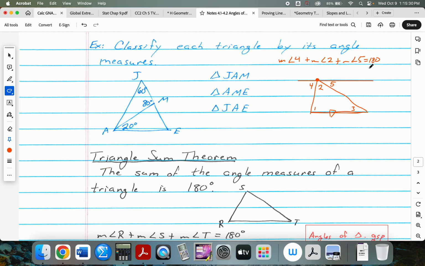So those add up to 180. And if these are really parallel to each other, what else do I know? 3 and 5 are congruent. Yep. And 1 and 4 are congruent. I should mark them differently, shouldn't I? So replacing or substituting, I have the measure of angle 1 plus the measure of angle 2 plus the measure of angle 3 is 180.